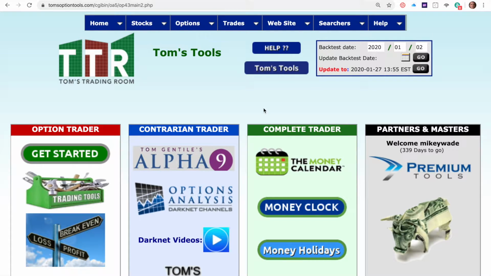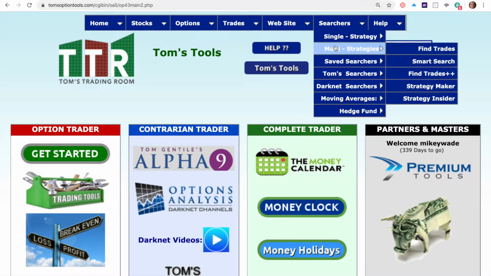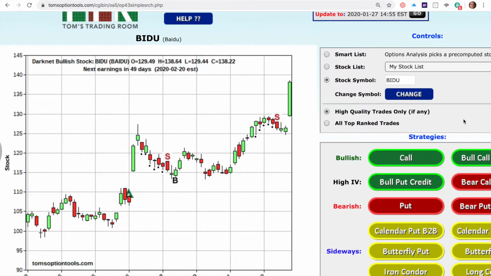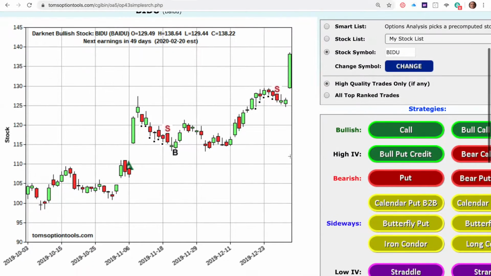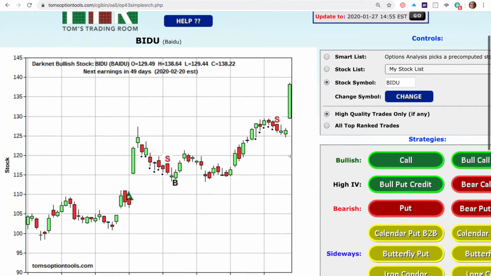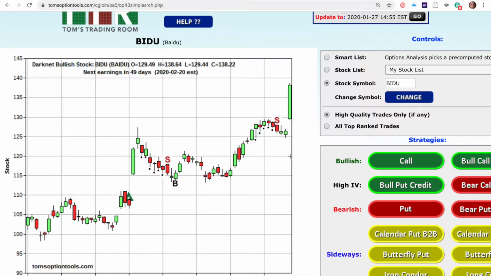All right, so let's get into Smart Search. How do you find it, first off? Well, you go to Searchers, Multi-Strategies, and then Smart Search. Now, Smart Search does a lot for you. First off, when you hop in, it's going to give you a stock chart and an implied volatility chart. I'll come back to those in a minute and talk to you about why both of them are very important.